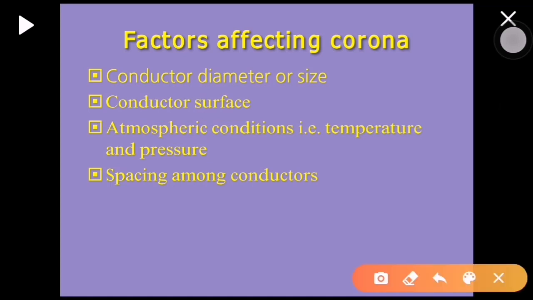Third is the atmospheric conditions. It means temperature and pressure. We have already defined delta. So definitely Vd and Vs, or corona happening or corona visualization, both depend on temperature and pressure of the air. And last is spacing among the conductors or capital D. In expressions of Vd and Vs, we know that there is a term log d by r. So the larger the spacing among the conductors, the more will be the voltages Vd and Vs.